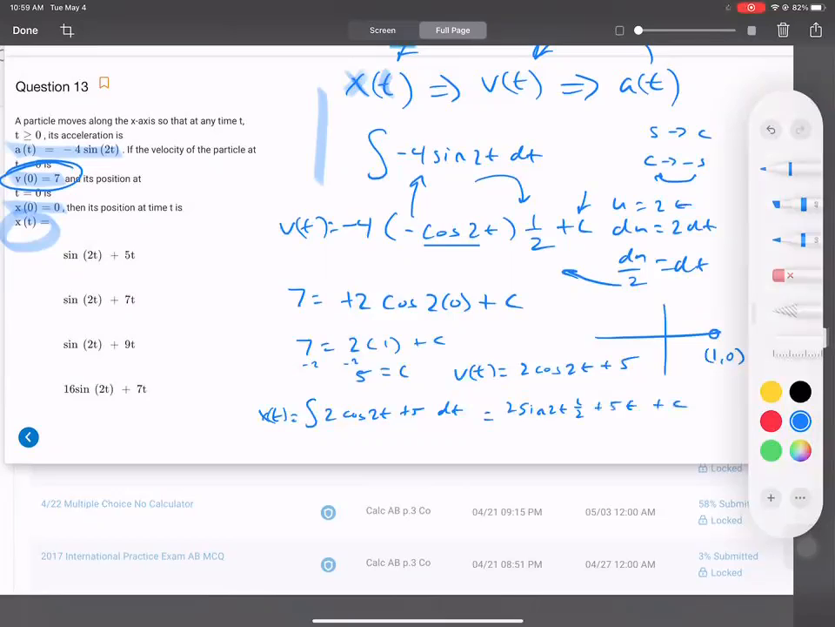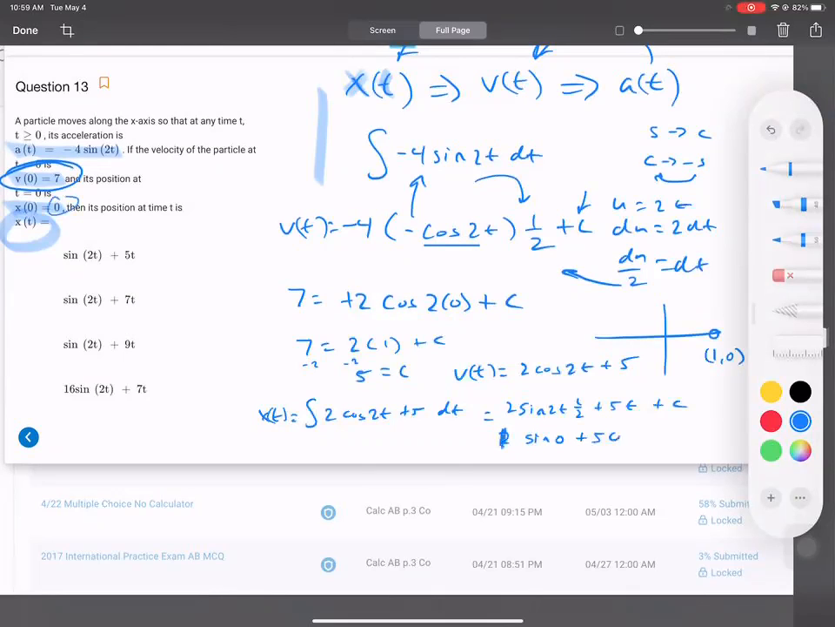plus c. Take the derivative of this if you're not sure. The derivative of sine is cosine. Chain rule, the 2 comes out, you're left with 2. Okay, we're in a good position. And then we're going to plug in our initial position, which is 0. So 2 sine of 0, that's actually 2 divided by 2 is 1. That's actually a 1, save time.